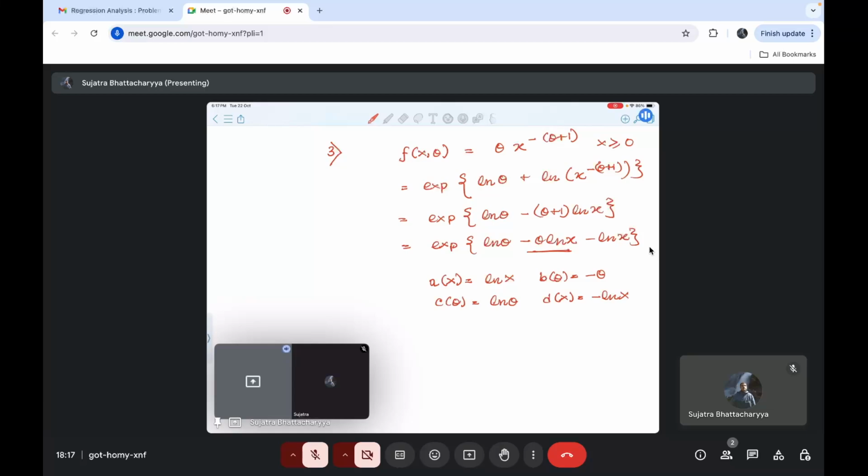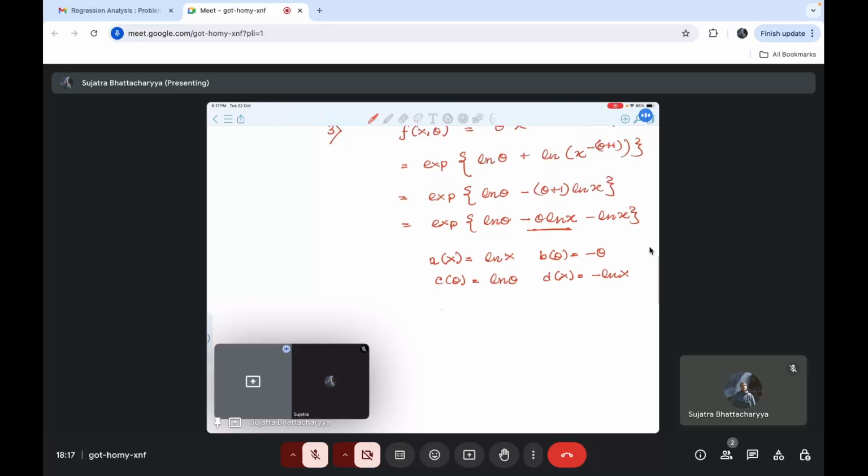But the question is whether this particular density function is of canonical form or not. To understand whether it is of canonical form, the condition for canonical form is that a of x should be equal to x. This is the condition for canonical form.